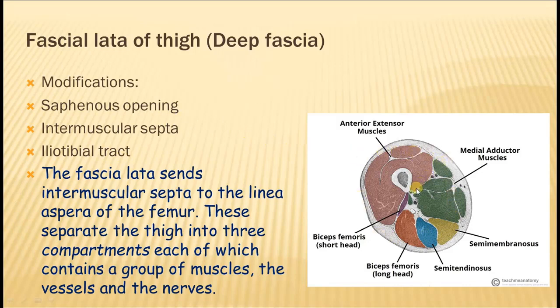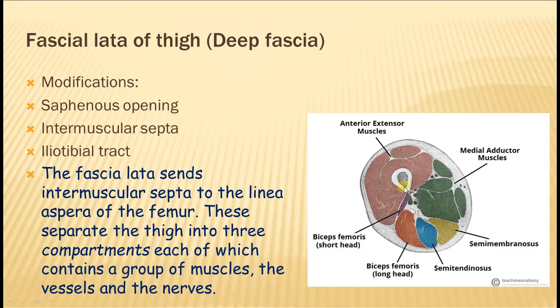From the deeper aspect, the deep fascia of the thigh gives extensions which get attached to the bone as three intramuscular septa. One is the medial intramuscular septum, another is the lateral intramuscular septum, and then you have the posterior intramuscular septum. The medial intramuscular septum is attached to the medial lip of linea aspera and also to the supracondylar line. The lateral intramuscular septum attaches to the lateral lip of linea aspera and also to the lateral supracondylar ridge. The posterior intramuscular septum attaches to the intermediate lip of linea aspera.